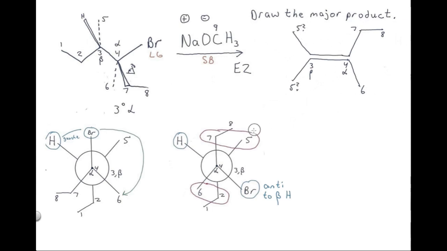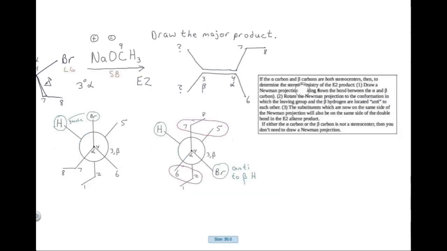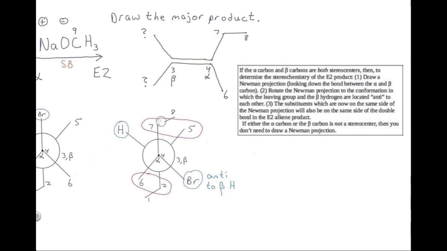Well, we use this version of the Newman projection. We have drawn our original Newman projection here. Then in our step 2, we've rotated that Newman projection so the leaving group and the beta hydrogen are anti to each other. That's this Newman projection. And now we're ready for our step 3. The substituents which are on the same side of the Newman projection will be on the same side of the double bond. In this rotation of the Newman projection, carbon 5 is on the same side as carbon 7. Therefore, carbon 5 should be cis to carbon 7 in our alkene product.